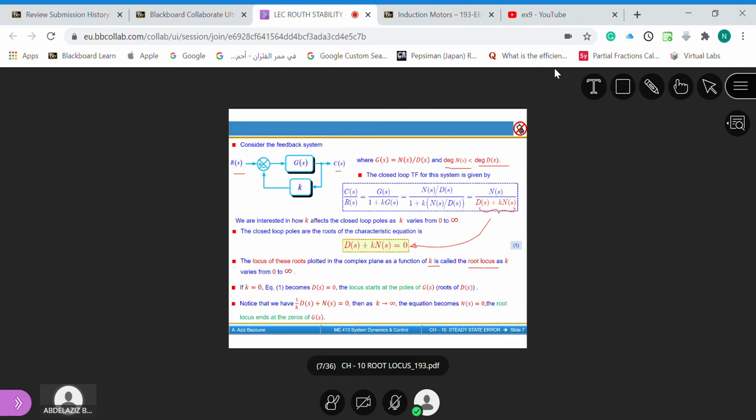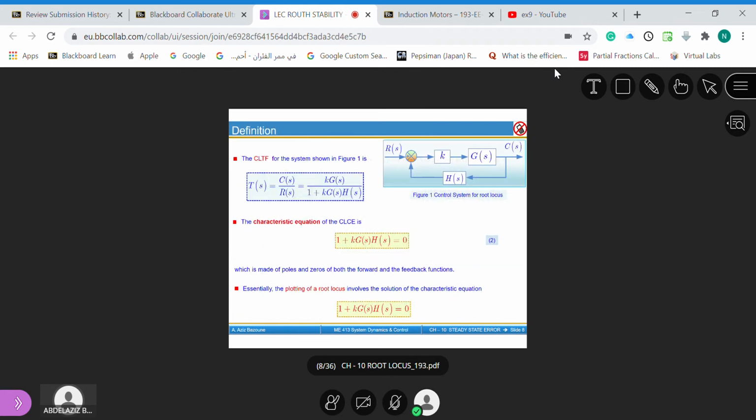If K is equal to 0, we will have D of S equal to 0. So the root locus starts at the poles of G of S, the roots of D of S. Notice we can also divide this equation by K, and we will have 1 over K D of S plus N of S equal to 0. As K goes to infinity, N of S will be 0, so the root locus ends at the zeros of G of S.